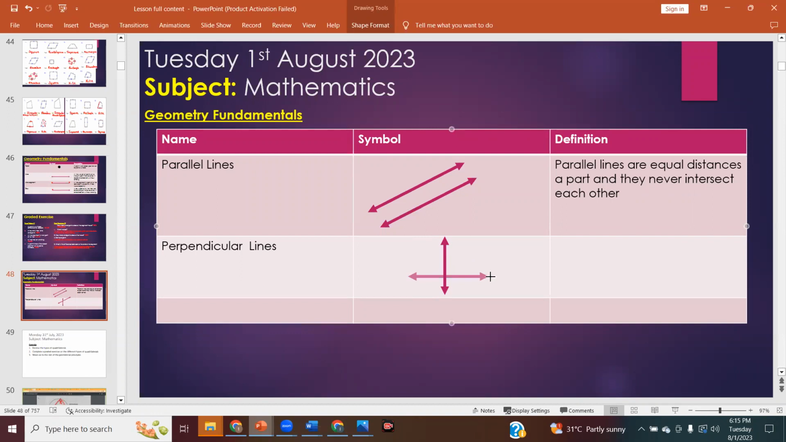So perpendicular lines. Please write this in your book. Where's, what's her name? Tiara. Are you there? I'm here. Sorry. Okay, make sure you write this information in your book and make sure it's written properly. You understand me? Yes, sir. All right.